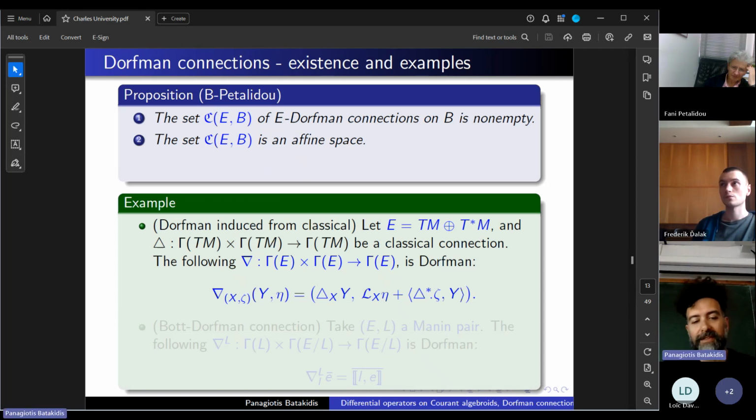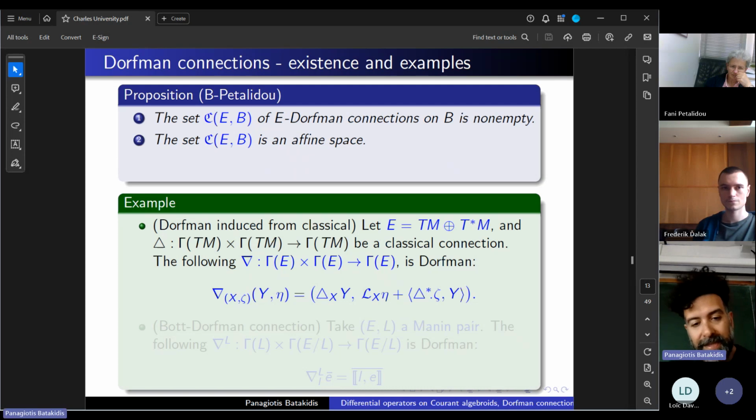Now, the two easiest examples of a Dorfman connection. One is that you can construct from just a classical linear connection on TM. If you take the standard Courant algebroid here and just a linear connection on TM, you can build a Dorfman connection on E as an easy example with this formula over here. I mean, you can check all the properties are satisfied.